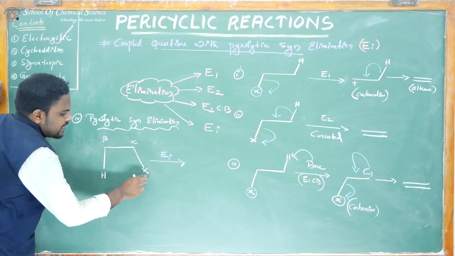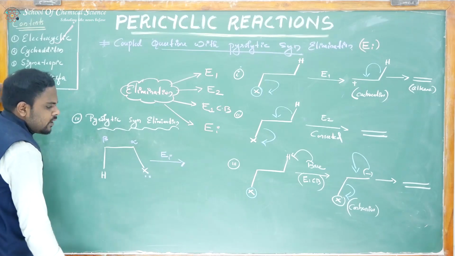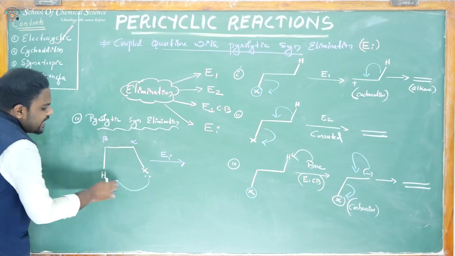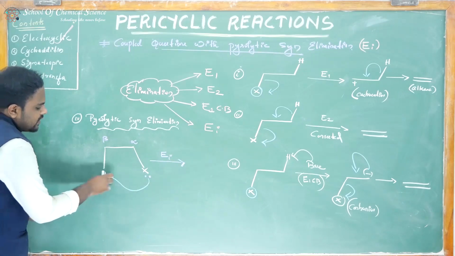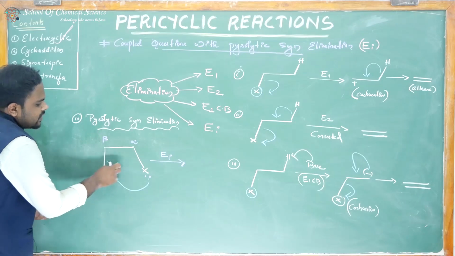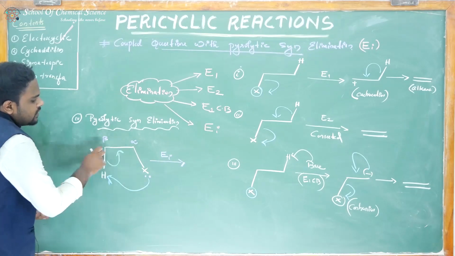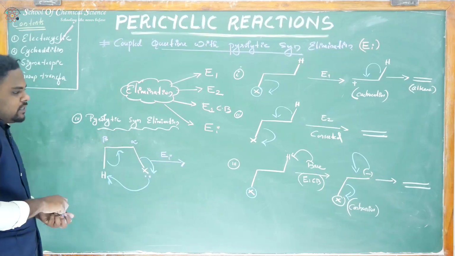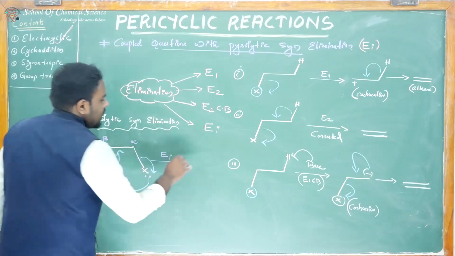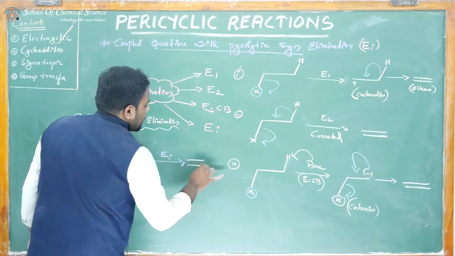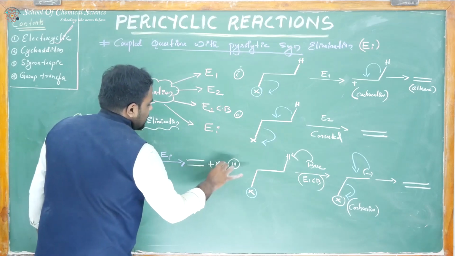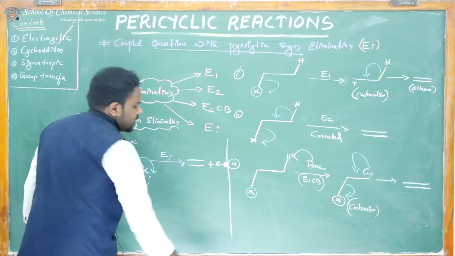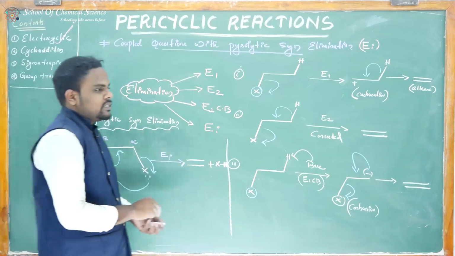This X group has a lone pair or negative charge. This lone pair or negative charge will interact with the hydrogen. At the same time, this bond will shift towards this alpha beta position. Then X minus is eliminated. So what is the product? An alkene plus XH. That is the product formed. This is called pyrolytic syn elimination.